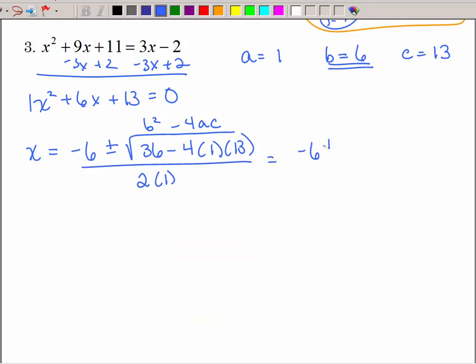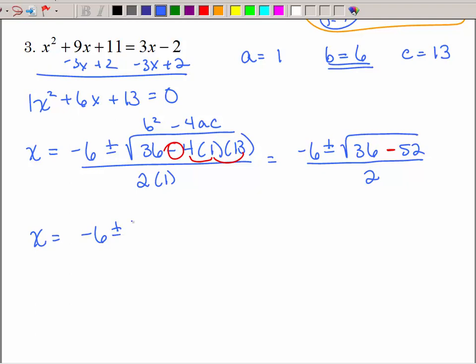So we have negative 6 plus or minus the square root of 36. I have one minus sign, so it's going to be minus. 4 times 1 is 4, times 13 is 52, over 2. Keep doing the arithmetic. Again, that's the hardest part about this.